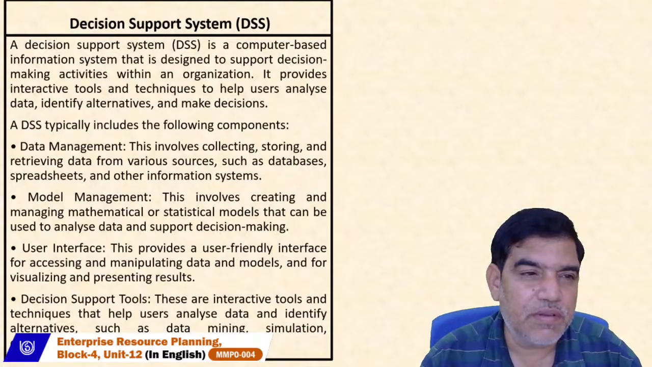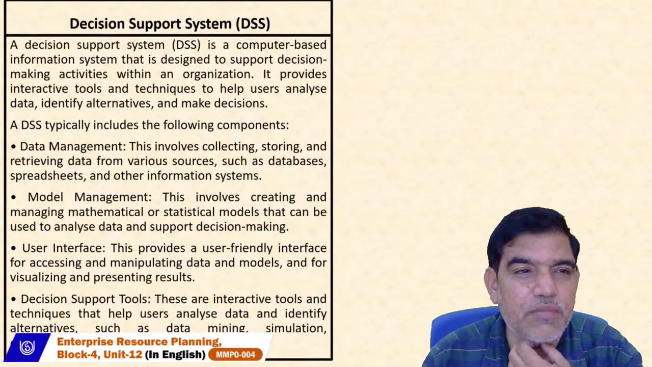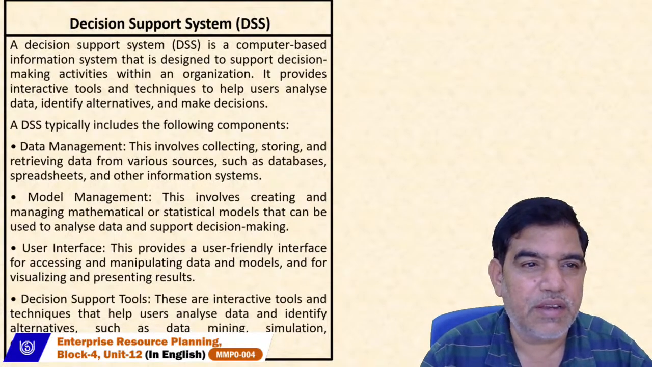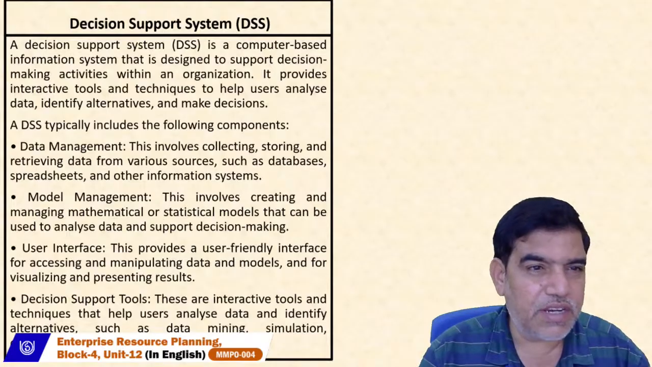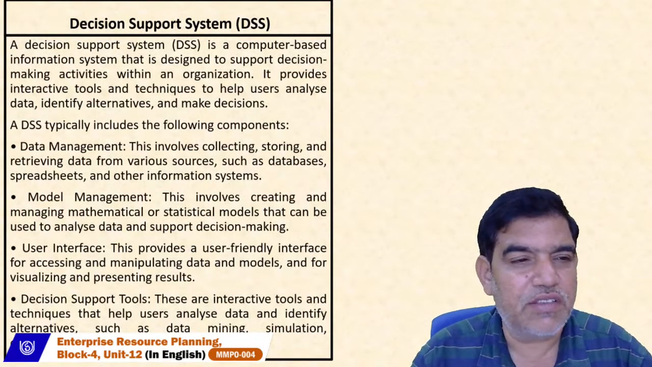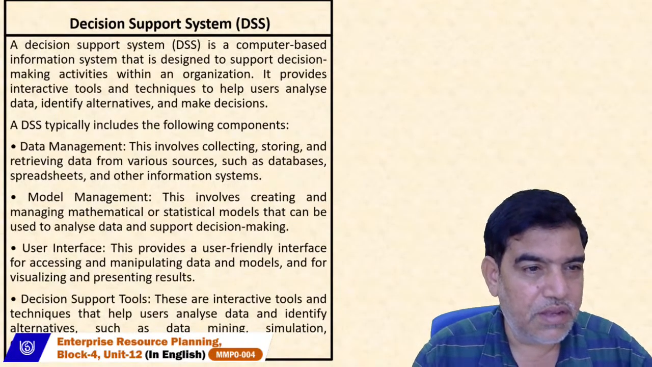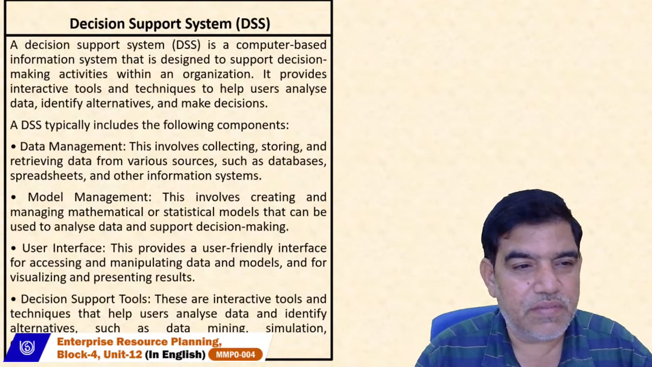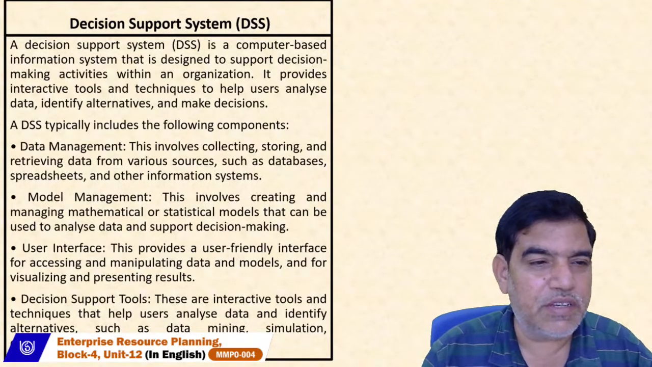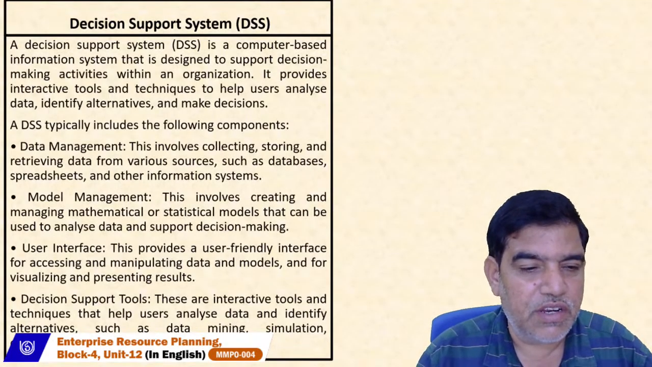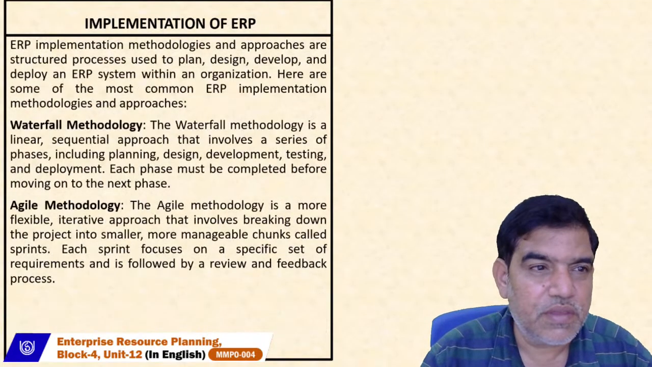strategic decision. So the decision support system is a computer-based information system that is designed to support decision-making activities within the organization. It provides interactive tools and techniques to help users analyze data, identify alternatives, and make decisions. And the DSS consists of different components: data management, model management, user interface, decision support tools.